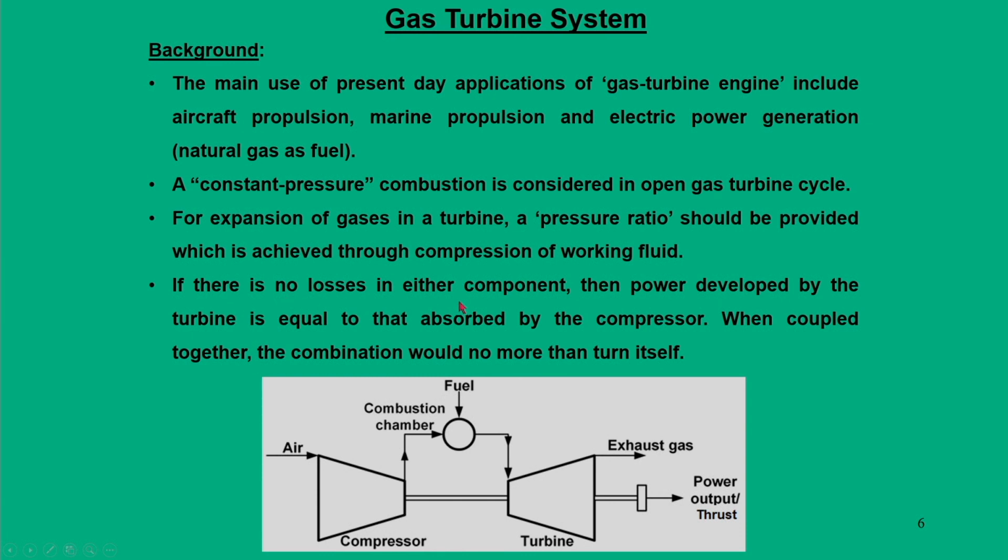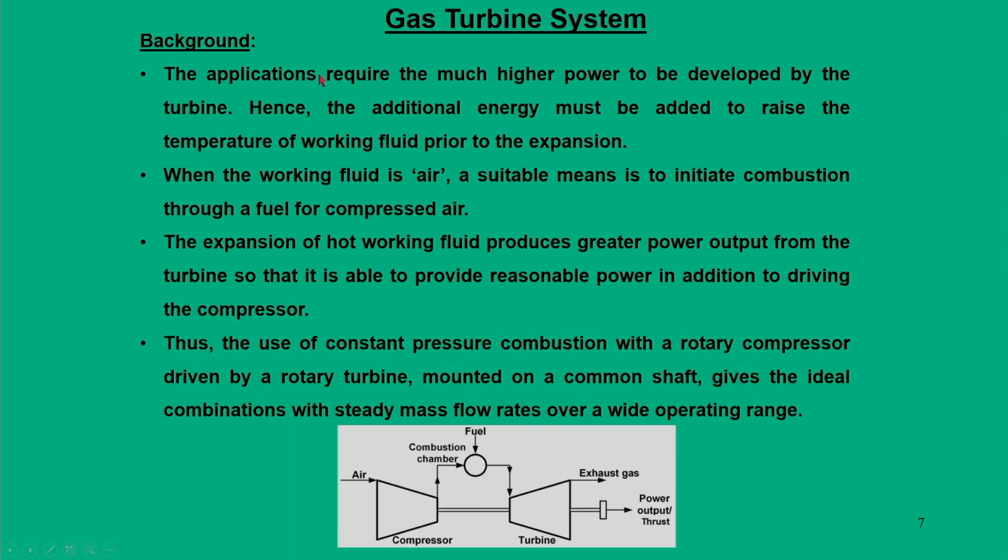If there is no loss in either component, the power developed by the turbine is exactly equal to the power absorbed by the compressor. So, when they couple together, their combination would be no more than a turbine by itself. That means, simply the turbine will drive the compressor, but here there is no output. To get higher output, we require fuel. So, that is what we need now.